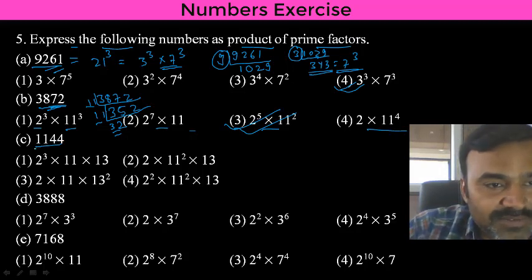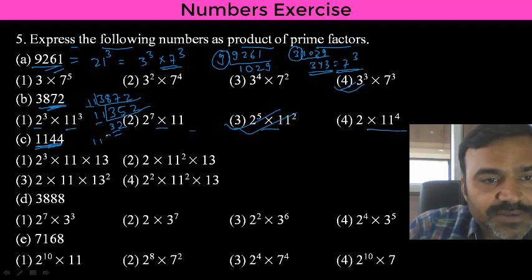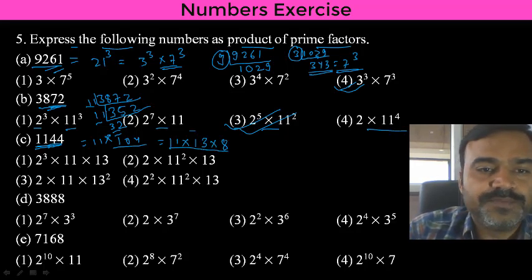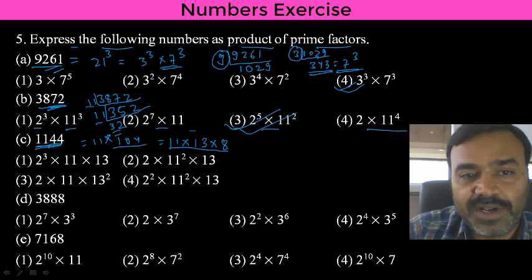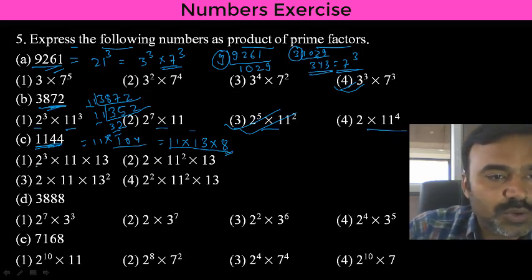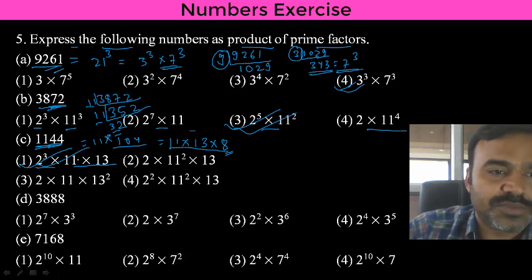Right? Similarly, 1144. You don't even need to look at the options because 1144 is clearly divisible by 11. Right? So if you divide, it becomes 104. Now 104 is divisible by 4. In fact, it is divisible by 13 into 8. So 11 into 13 into 2 cube. So if you remember the tables very well, it will be really easy. So look at the options. 8 is 2 cube. So 2 cube into 11 into 13, that is the first option.